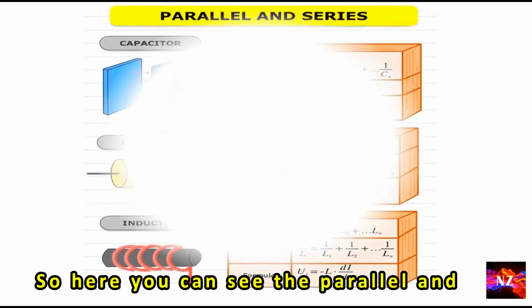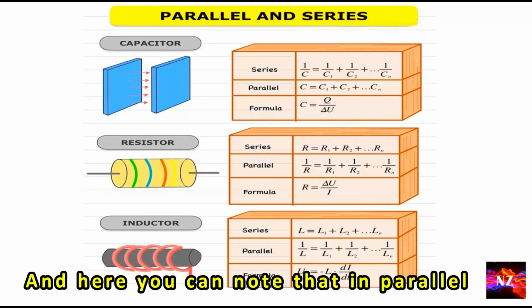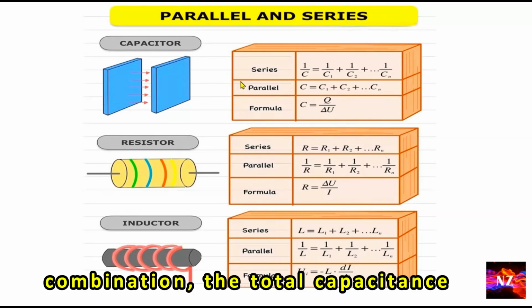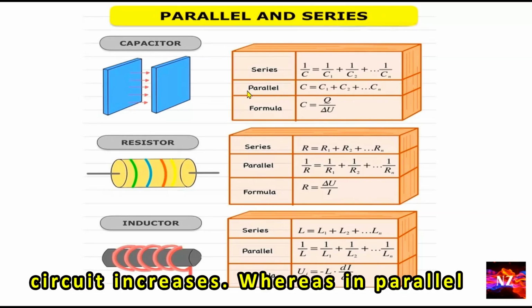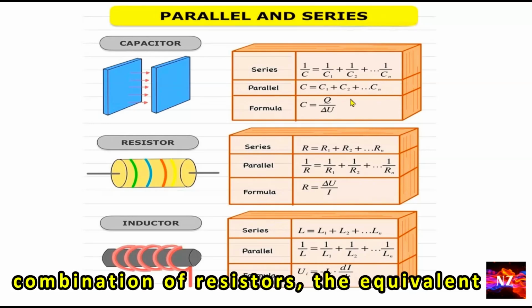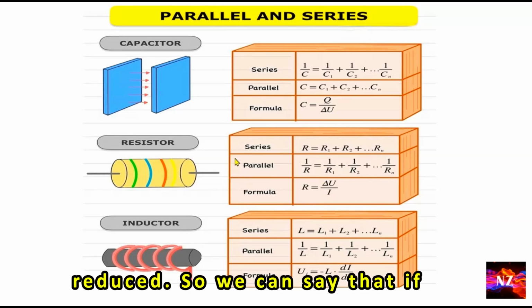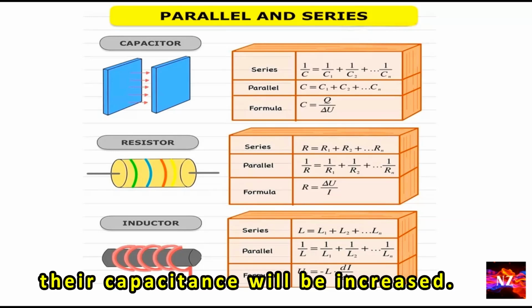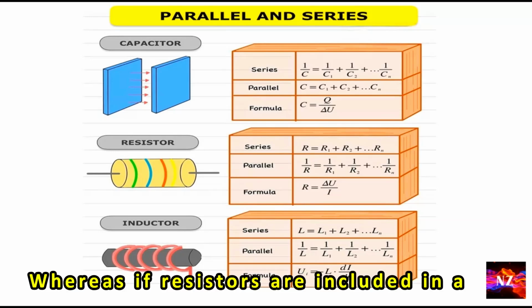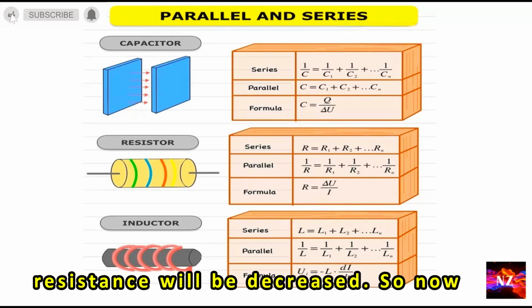So here you can see the parallel and series combination of three different electrical components. And here you can note that in parallel combination, the total capacitance or the equivalent capacitance of the circuit increases, whereas in parallel combination of resistors, the equivalent or the total resistance of the circuit is reduced. So we can say that if we add capacitors in a parallel circuit, their capacitance will be increased, whereas if resistors are included in a circuit in a parallel combination, the resistance will be decreased.